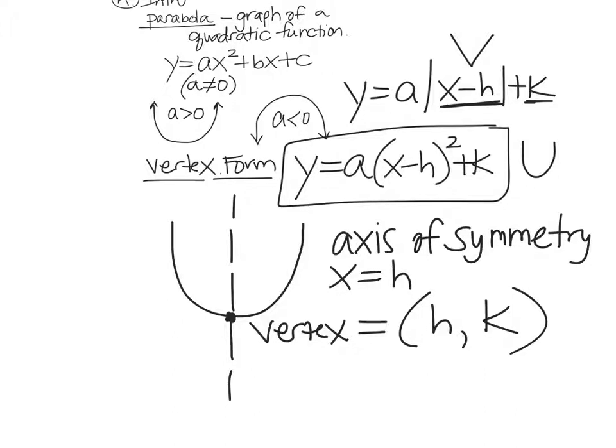And I didn't just come up with h out of the blue. Guess what? H is the same number here as it is there. So whatever the x value is in your vertex is going to be the value for your Axis of Symmetry also.